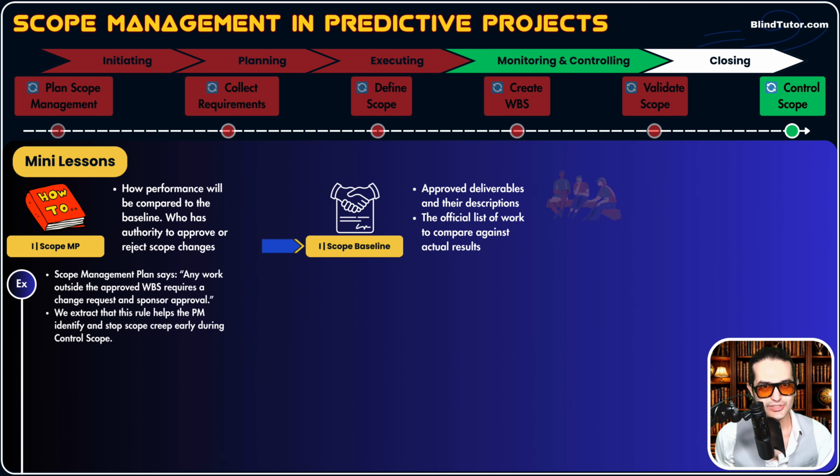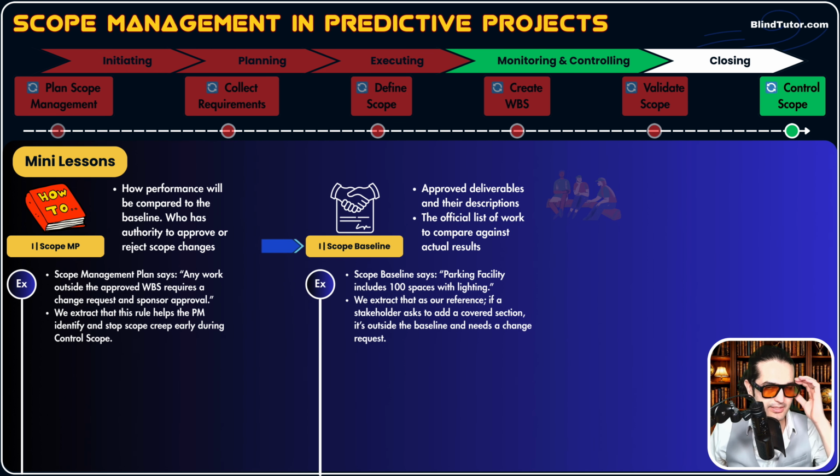Now, in control scope, we said you compare what's actually going on right now with the planned work. Scope baseline is that planned work. So you need a scope baseline as an input to compare what's going on with this. That's why scope baseline is an input. So scope baseline includes approved deliverables and their descriptions, project boundaries and exclusions, and it's the official list of work to compare against actual results.